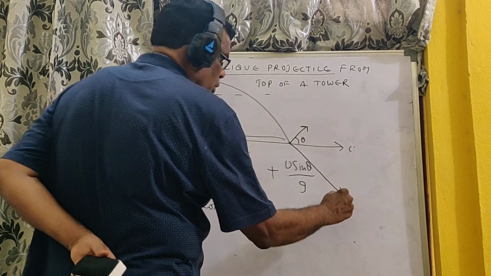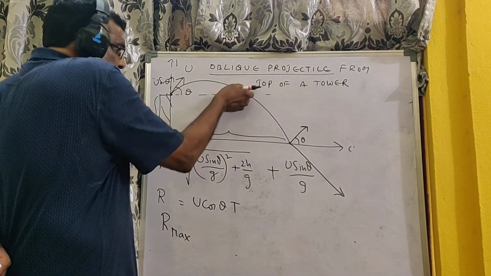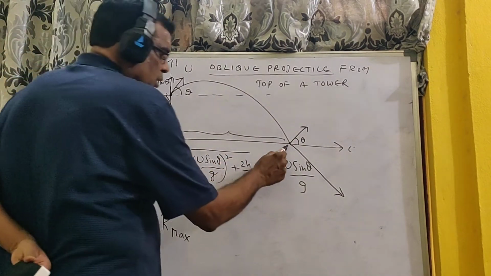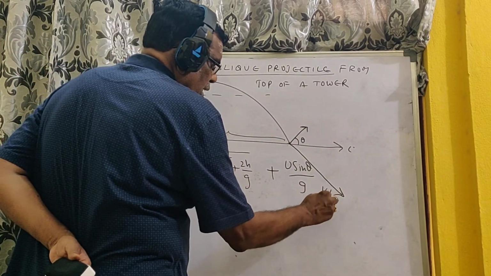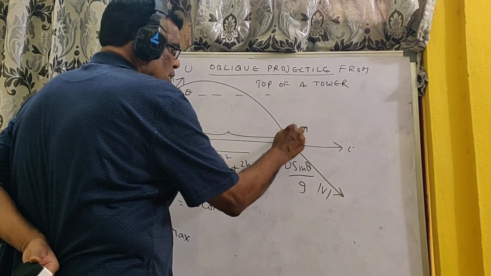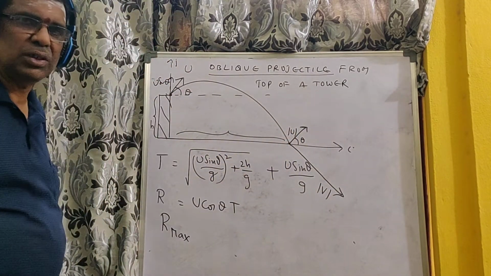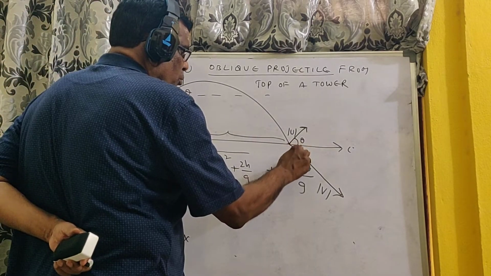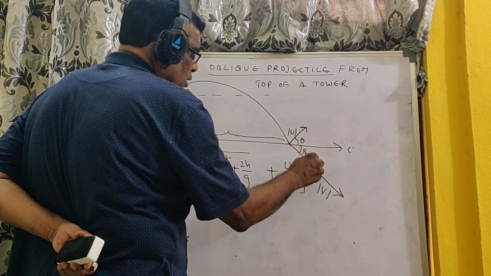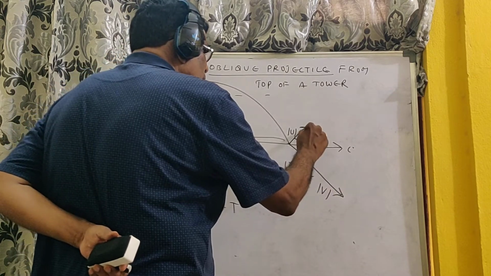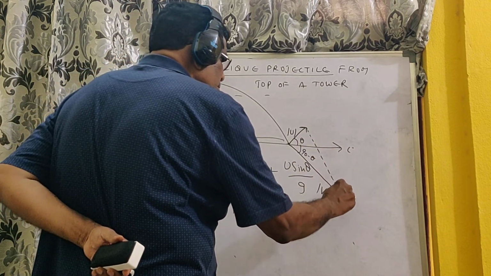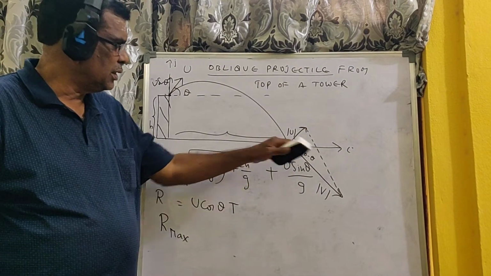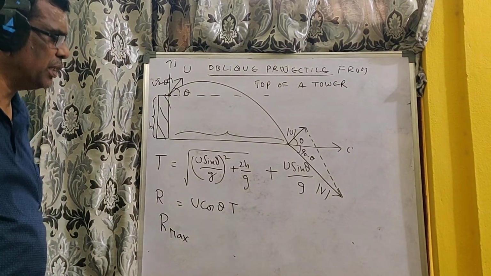Now this is much more. Why much more? This is coming below the point of projection. So this is your final modulus, and this is the initial modulus of the velocity. Now this being a 90, obviously how much should this be? 90 minus theta. Got it? This is 90 minus theta.